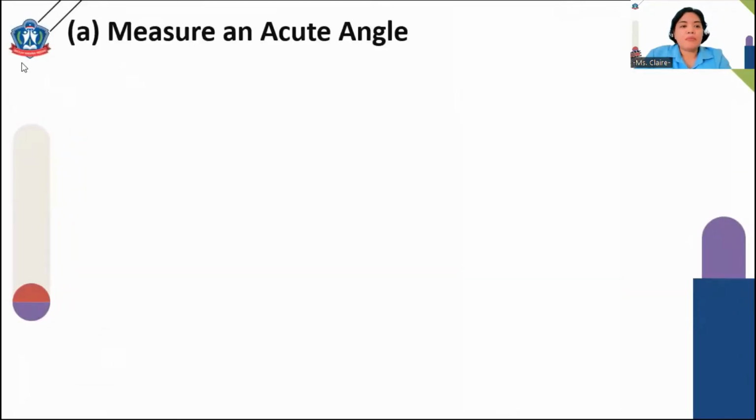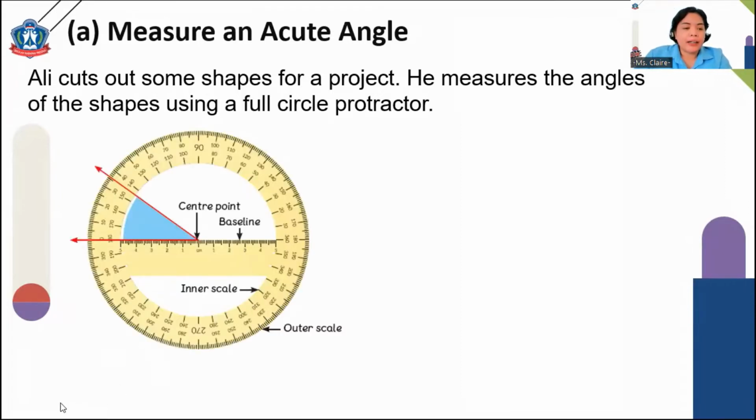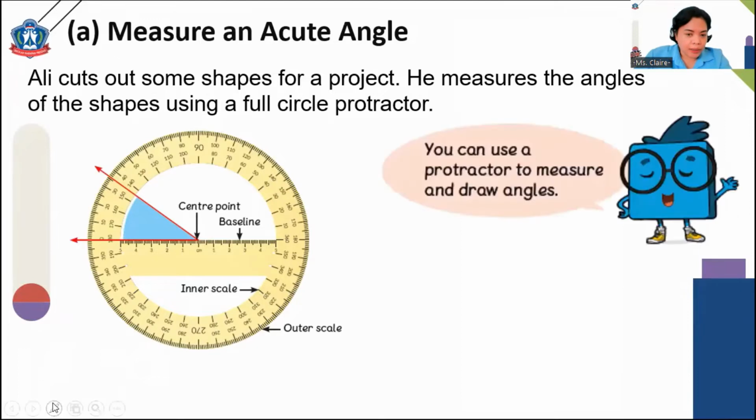Okay, let's start with measuring an acute angle. Of course, when we measure an angle, we need a protractor. You can have a half circle protractor or the full circle protractor. Now, look here. I have a full circle protractor. This is a full circle because this is a circle. This one here is the center point. The line here is what we call the baseline. In a protractor, we have 2 kinds of scale. It means we can read the angles using the inner scale and the outer scale.